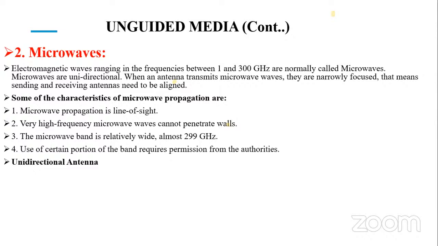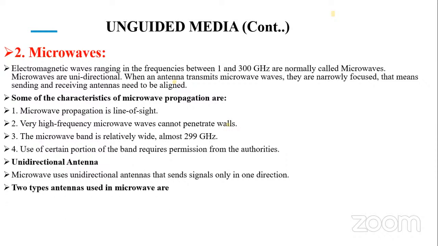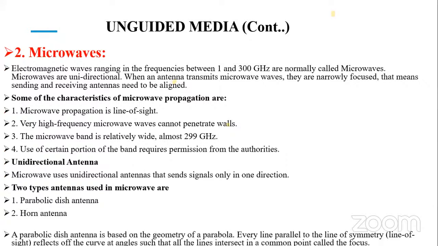The unidirectional antenna: microwaves use unidirectional antennas that send signals only in one direction. The types of antennas used in microwaves are the parabolic dish antenna. See how our TV dishes are. That shape is called a parabolic dish, like a parabola. So the signals which we receive for cable TV dishes are microwaves only. A parabolic dish antenna will be there, and a horn antenna will be there.